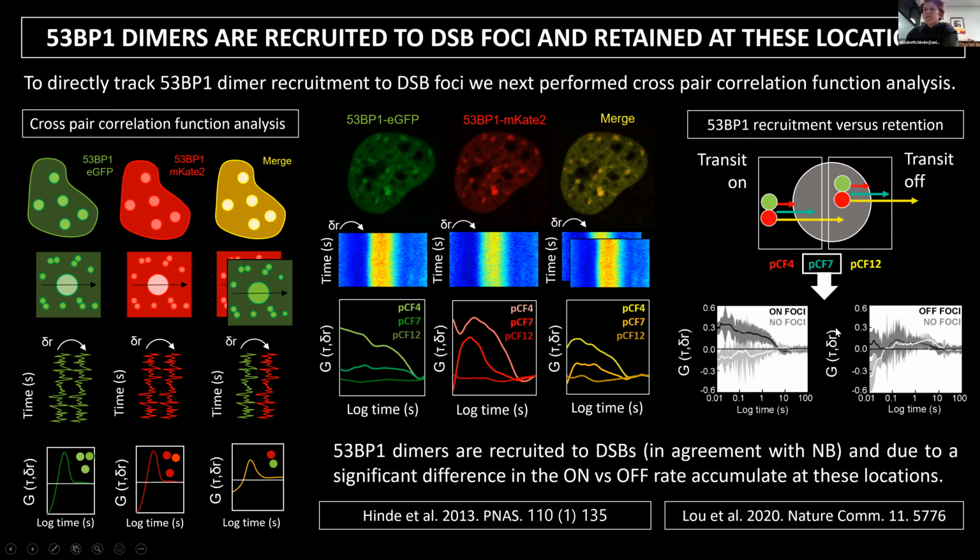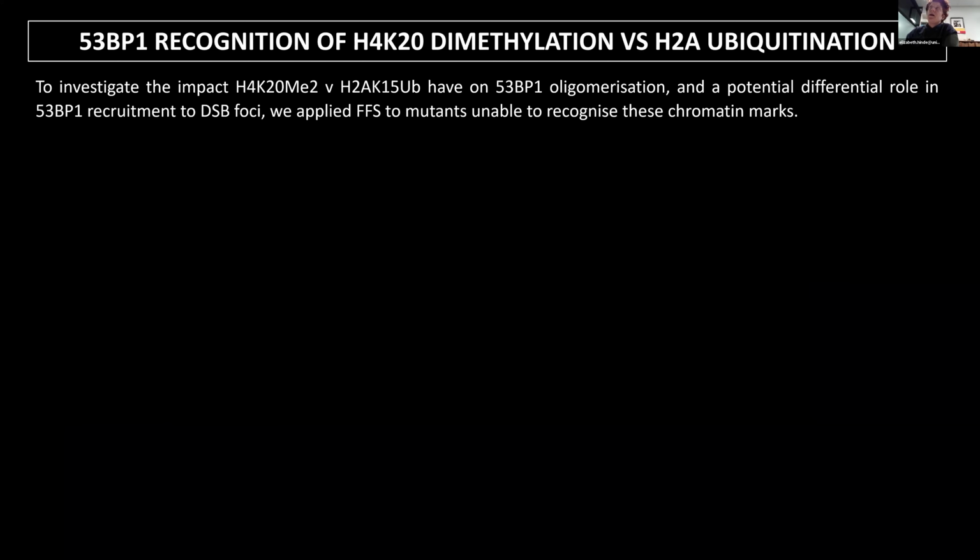And due to a significant difference in the on versus off rate, they're able to accumulate at these locations. So now that we had a way to detect how 53BP1 molecules are recruited to these locations, we wanted to investigate the impact that the histone code unique to a double-strand break site has on the recruitment versus the retention at these locations.